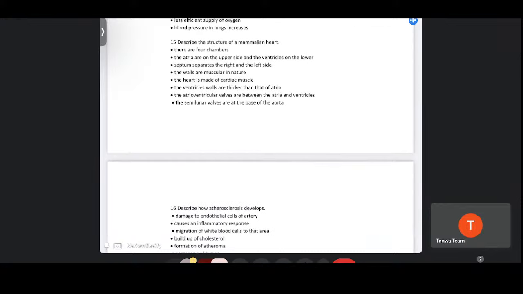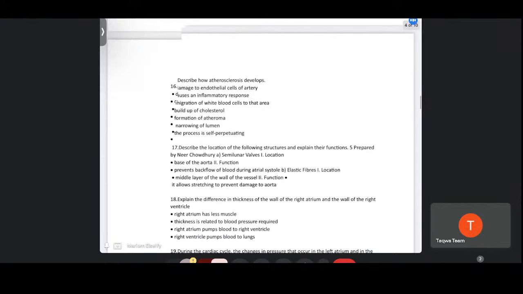Describe the structure of a mammalian heart. It has 4 chambers. The walls are muscular in nature. The heart is made of cardiac muscle. The ventricle walls are thicker than those of the atria. The atrioventricular valves are between the atria and the ventricles. The semilunar valves are at the base of the aorta. The atria are on the upper side and the ventricles on the lower. The septum separates the right and the left side.